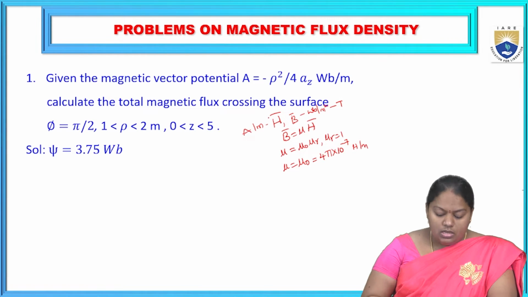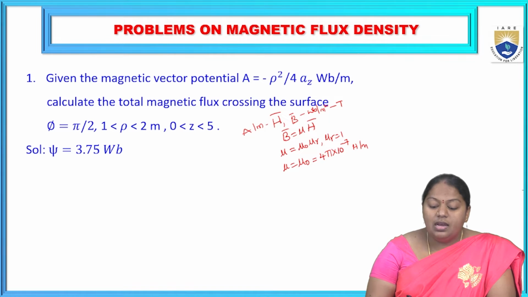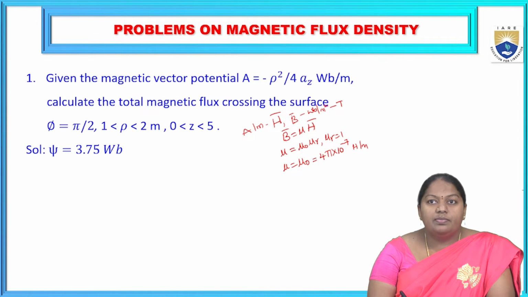So keep in mind the notation H for magnetic field intensity, B for magnetic flux density, and the relation B equal to mu into H. For a free space medium, the permeability value is 4 pi into 10 power minus 7 Henry per meter. We use all such notations to solve problems based upon magnetic field intensity and magnetic flux density.